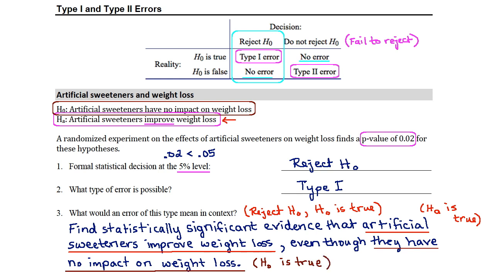And that describes an error. If we only have half of this, like say we only established that we found statistically significant evidence that artificial sweeteners improve weight loss, we haven't described the error. We need to say what we believe is true and what is actually true to make it clear that we're describing an error.